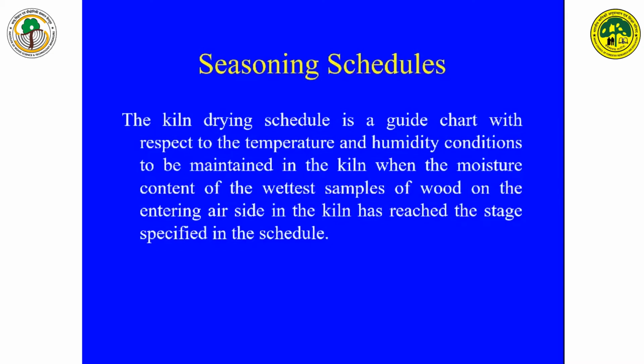In the case of kiln seasoning, we follow a guide chart, and that guide chart is known as a schedule. The kiln drying schedule is a guide chart with respect to temperature and humidity conditions to be maintained in the kiln when the moisture content of the wettest sample of wood on the entering side in the kiln has reached the stage specified in the schedule.